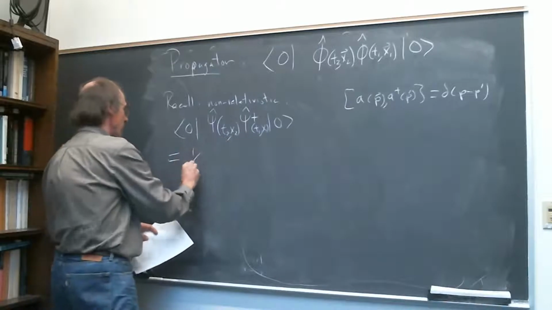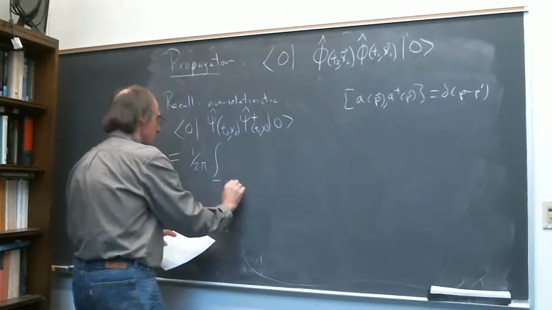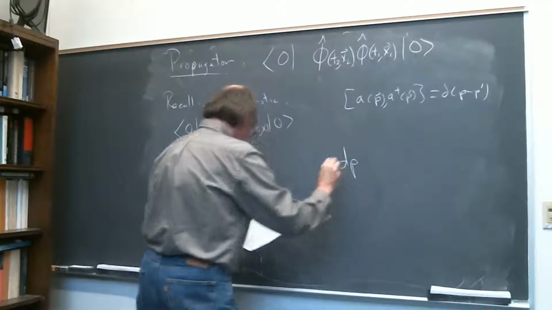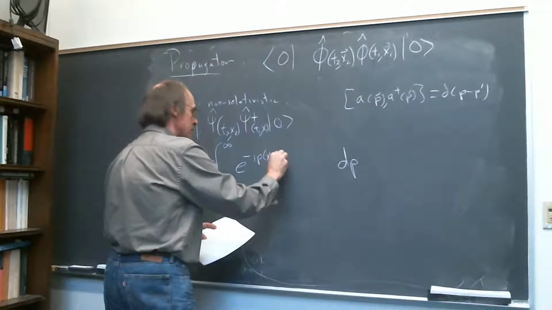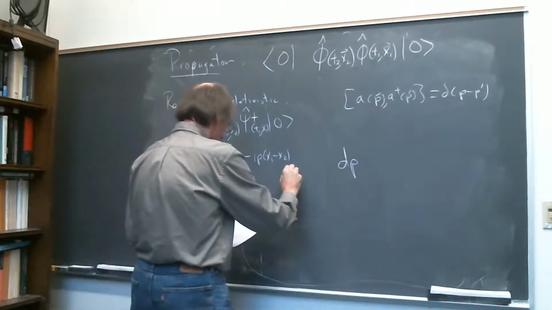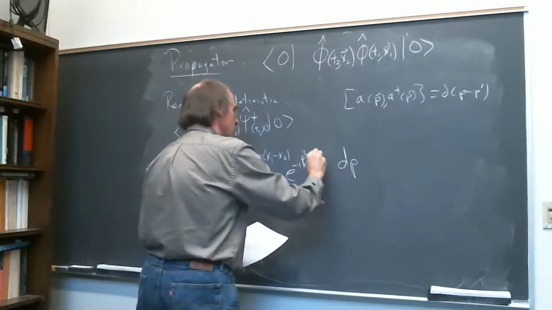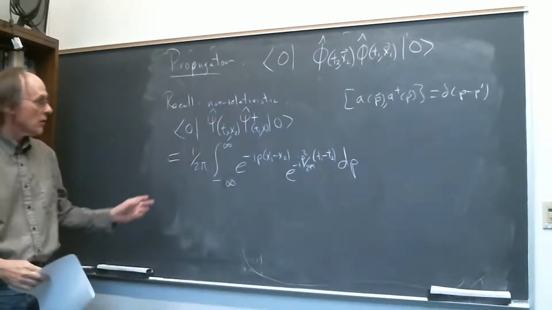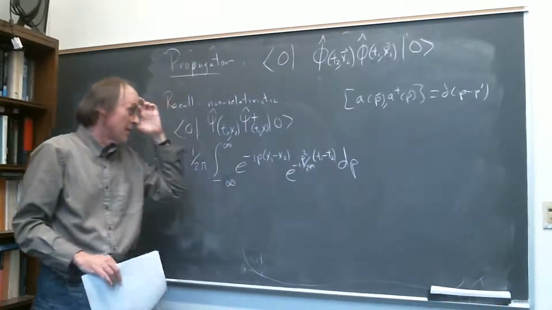You ended up with 1 over 2 pi, the integral from minus infinity, so this is an integral over the momentum space of P, e to the minus i P (x1 minus x2), and then e to the minus i P squared over 2m (T1 minus T2). Okay. So if you do this calculation, you get this integral.